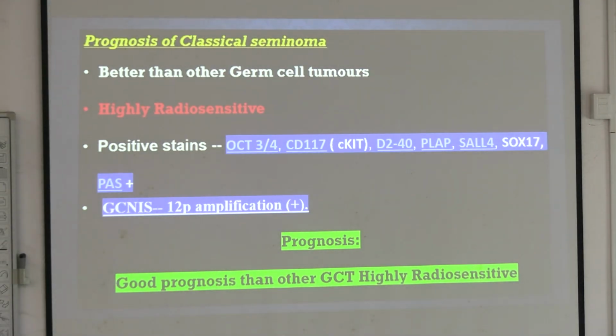Now the prognosis of classical seminoma. Prognosis is very good compared with other germ cell tumors, and it is highly radiosensitive. You have to remember for MCQ that it is positive for OCT3/4, c-kit (CD117), D2-40, and placental alkaline phosphatase. These are all the immunohistochemical markers, positive for classical seminoma. Prognosis is very good, highly radiosensitive.